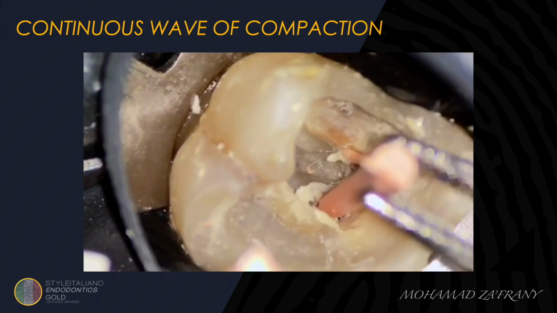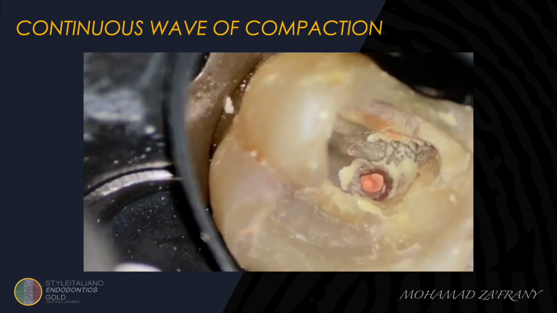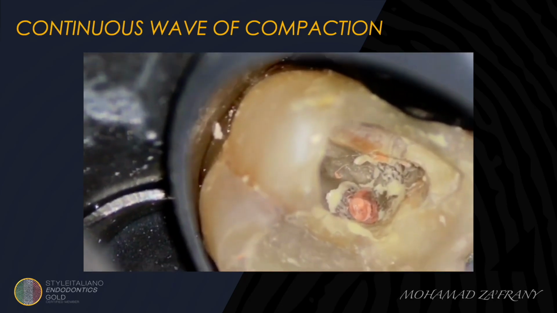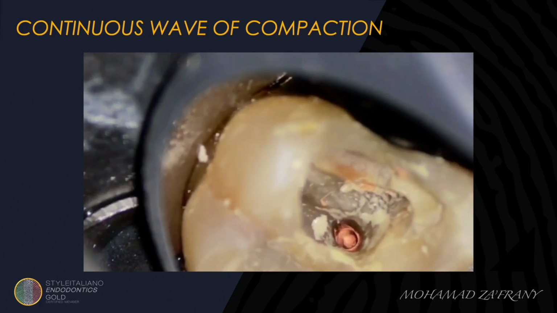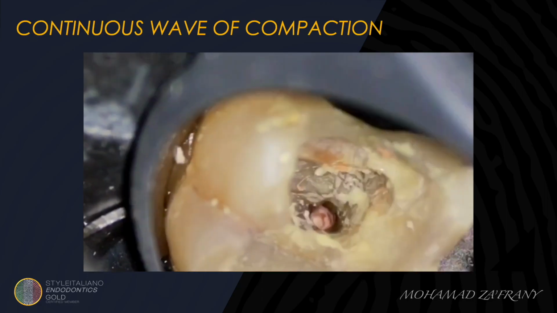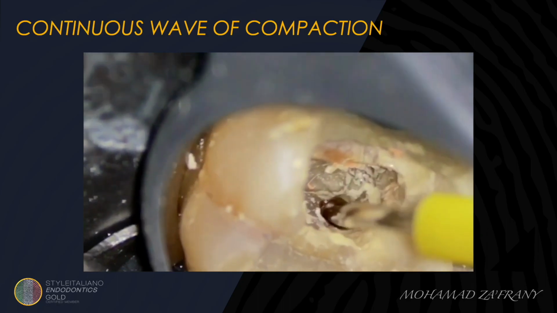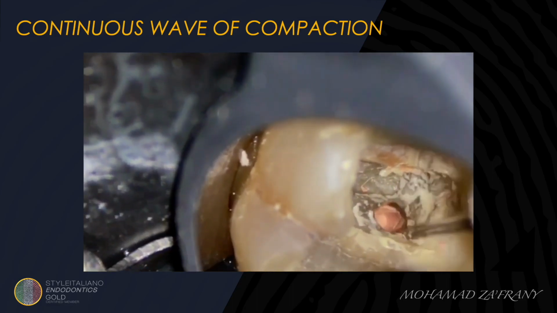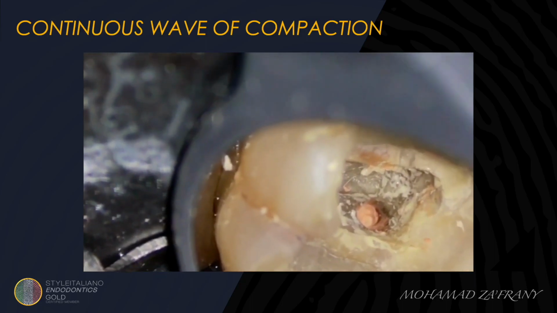Same steps in the distal buccal canal: cutting at orifice level, compaction, down packing shorter of working length by about 4 to 5 millimeters. Compaction, back filling to the mid-root portion, and here back filling to the coronal third.